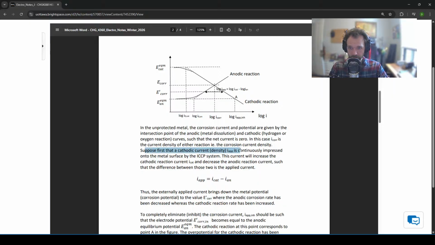Suppose that a cathodic current is continuously impressed onto the metal surface by the system. This current will increase the cathodic reaction current and decrease the anodic reaction current, such that the difference between the two is the applied current.